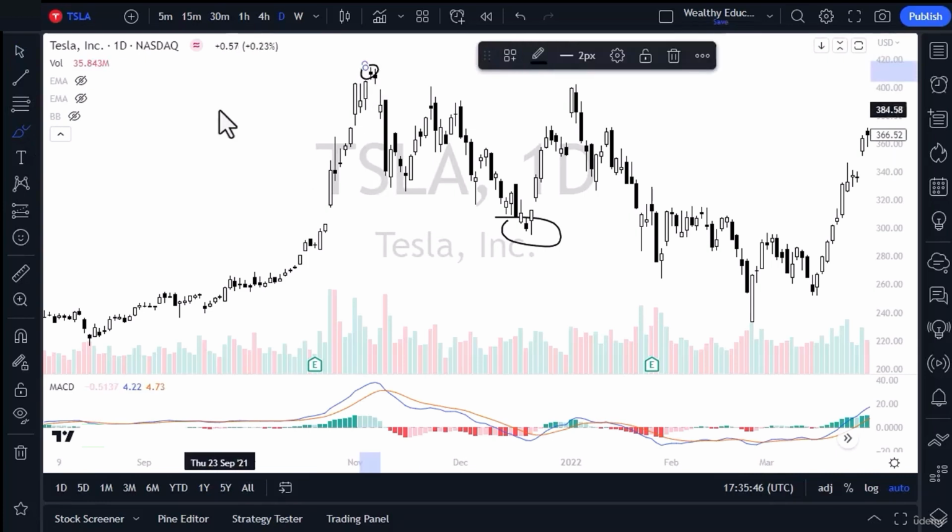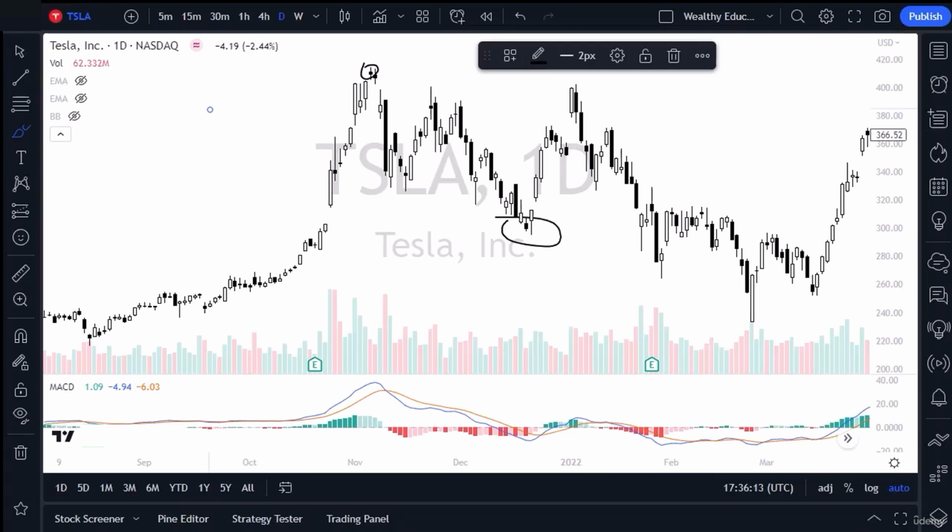Just like this is an evening star. We gap higher. We show signs of hesitation. And then we drop from there. Now, that being the case, the market is just simply running out of exhaustion.